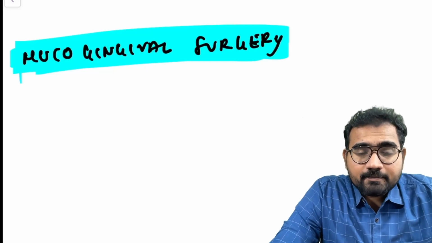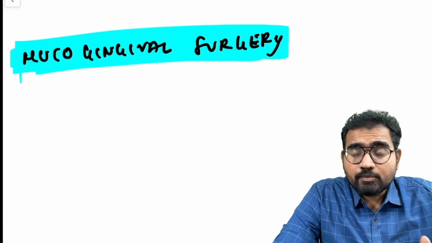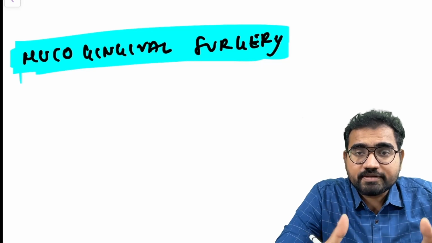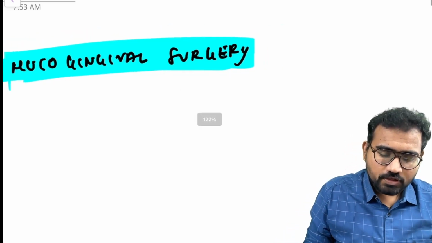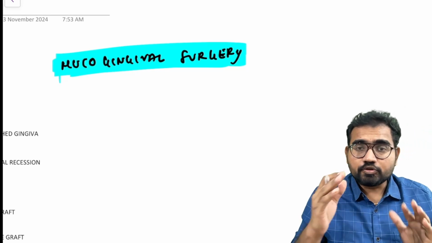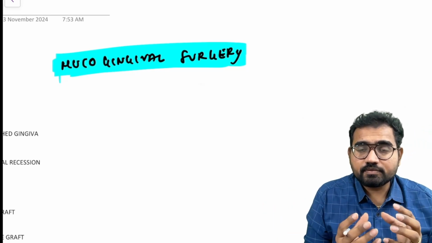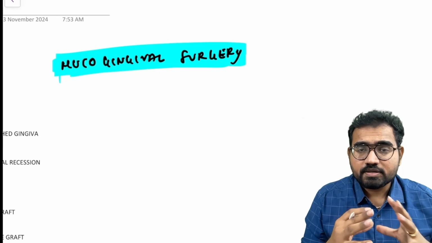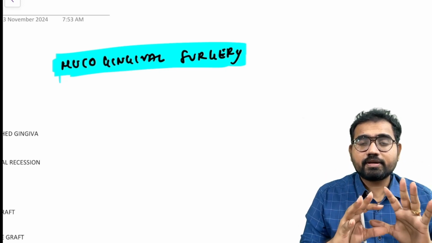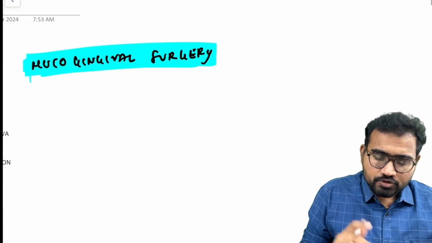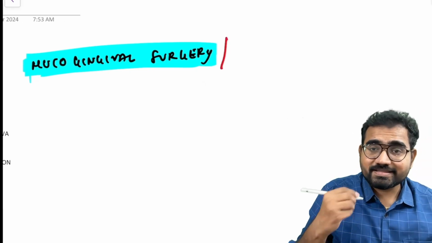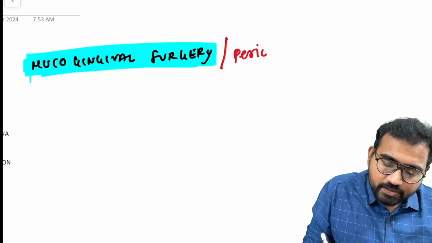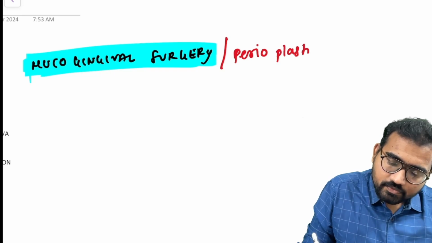Hello everyone, welcome back. Today we are going to see about another important aspect in perio, which is nothing but mucogingival surgery. As the name implies, mucogingival is something which involves the mucogingival junction, the alveolar mucosa, and the gingiva. The combination of these is going to be called mucogingival surgery. Mucogingival surgery has now been replaced by the term perioplastic surgery.